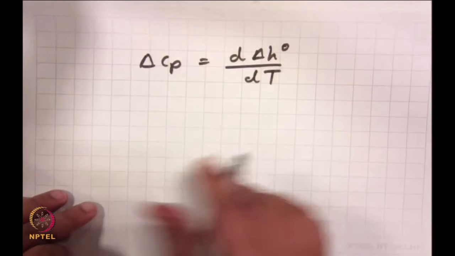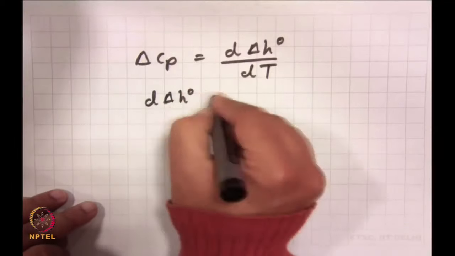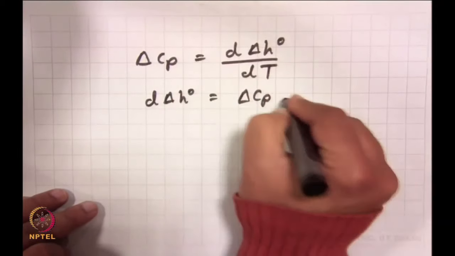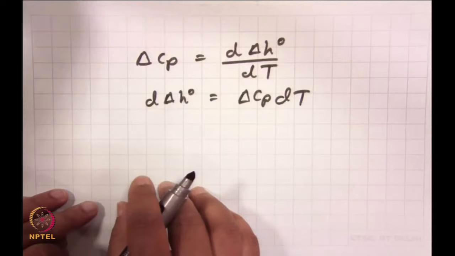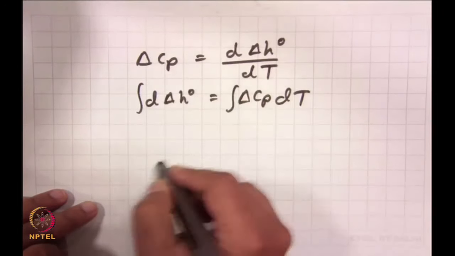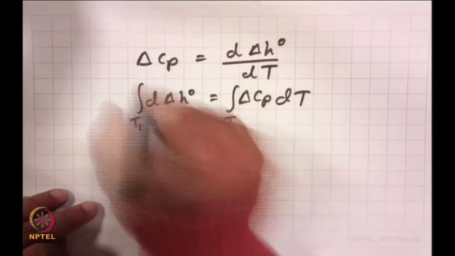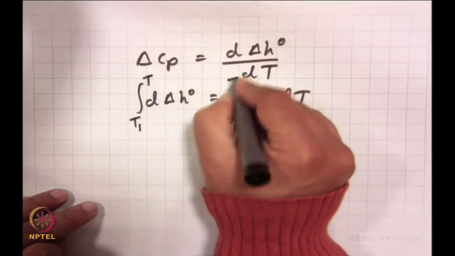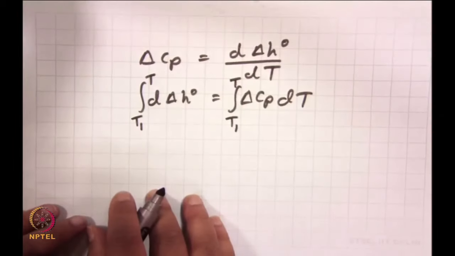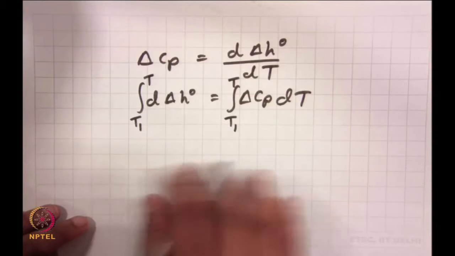So, what I can now do is, I can say that okay, d delta H 0 is equal to delta Cp dT, and then I integrate. I integrate between two temperatures, say the lower temperature is T1 and the higher temperature is a certain temperature T, right. And if I now expand this, so what should I get?